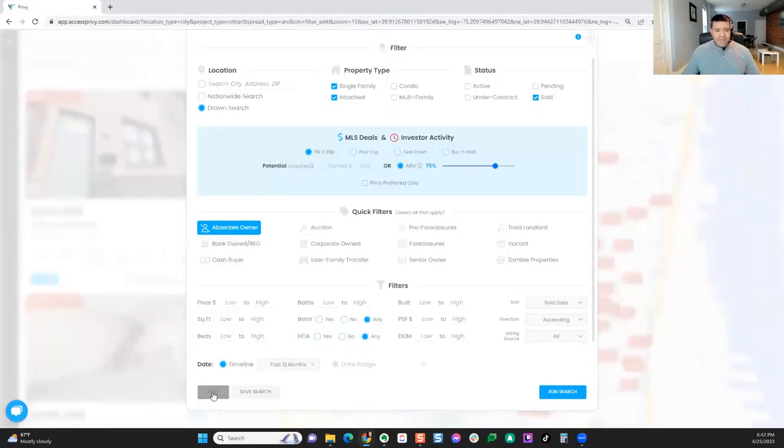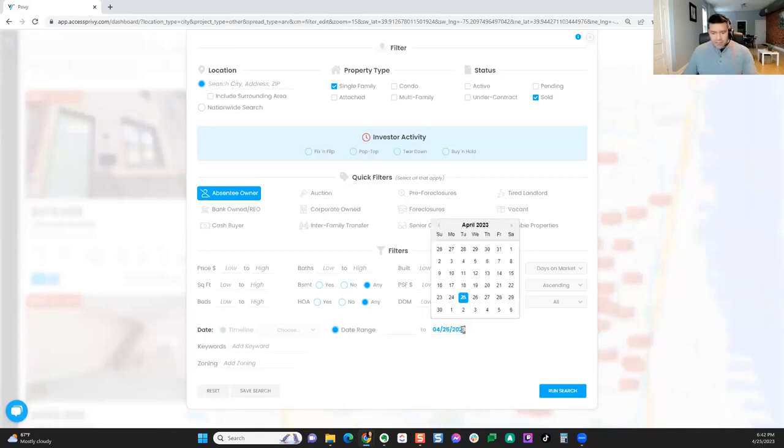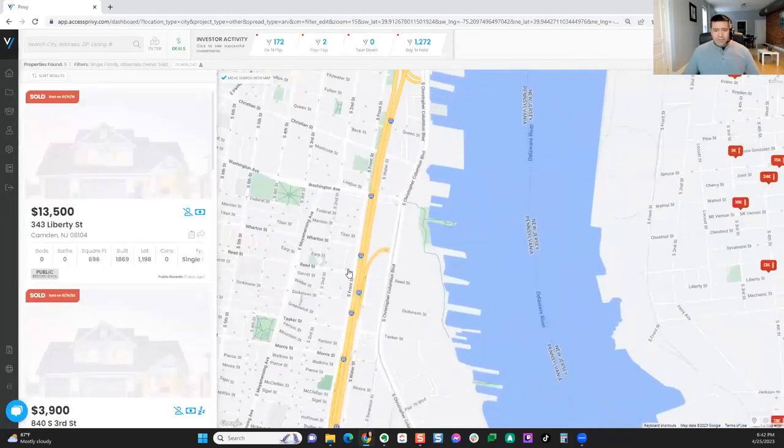So I'm going to reset this. I'm going to click absentee owners. I want all of the absentee owners in this market, anything that's off market. And if I'm looking for sellers, maybe I don't want them to have sold that property before, let's say, 2020. Right, so that gives them like 3 years to get in a situation where they might want to sell. So now I got absentee owners.